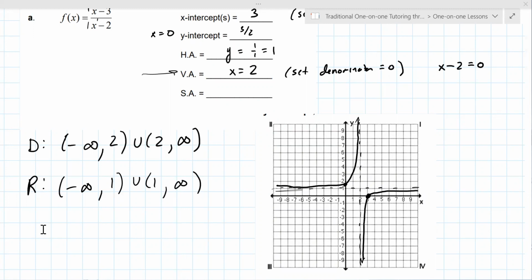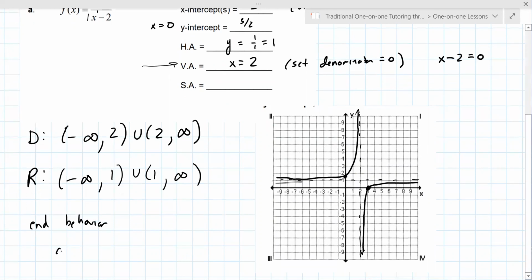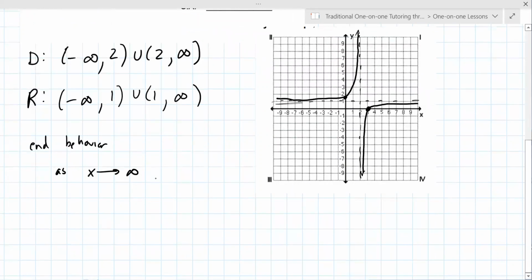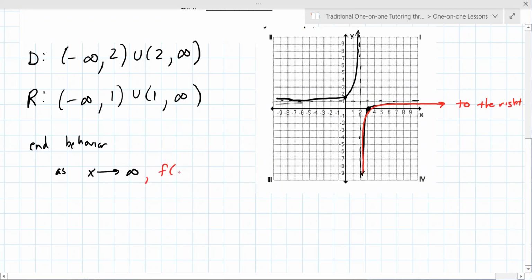All right, so now the end behavior, that's another thing that it asks for. The end behavior, as x goes to infinity, literally means tracing the curve to the right. So imagine you're tracing the curve to the right. What does it approach? What is the y value that it approaches? Positive infinity? That would be if it were up here. So it approaches this horizontal asymptote, which is 1.